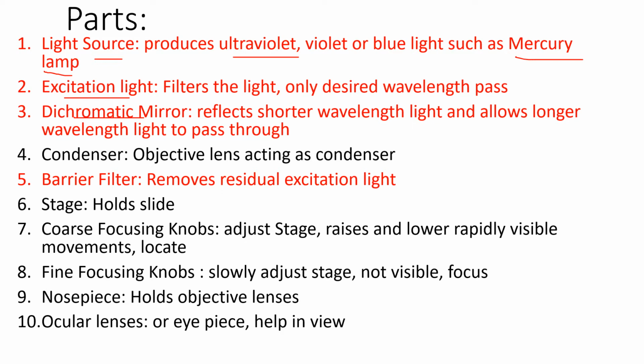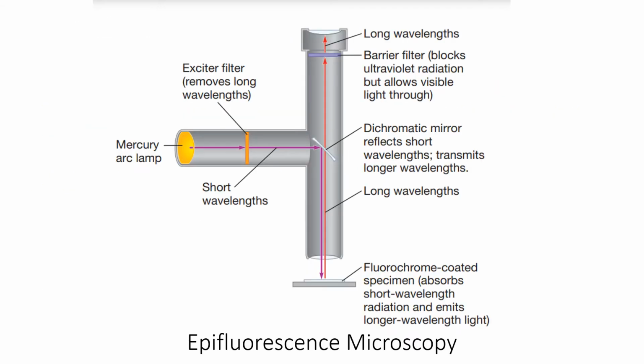And then we have barrier filters, which remove residual excitation light. We know that when the specimen is giving its own light, it might be possible that light other than longer wavelengths is coming, and along with the longer wavelengths some shorter wavelength light might also be coming, and we do not want that. So we are using the barrier filter to ensure that only the desired long wavelength light coming from a specific point hits our ocular lenses.